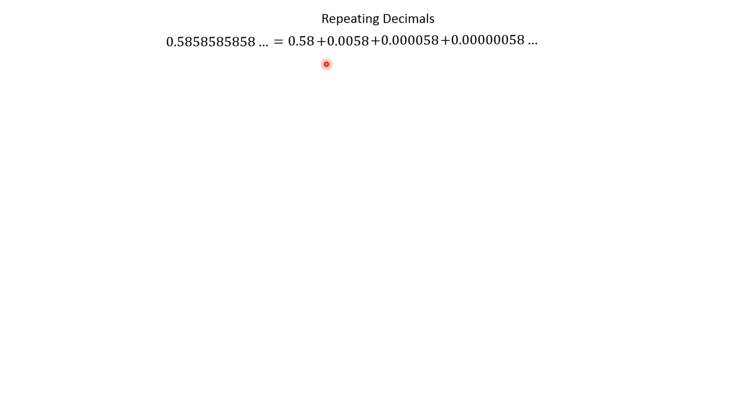So we could write this as a sum. The first term is 0.58. The common ratio, we have 1 over 100. And so we could rewrite it as the sum from k equals 1 to infinity of 0.58 times 0.01 to the k minus 1. So that's our a1 times r to the k minus 1.